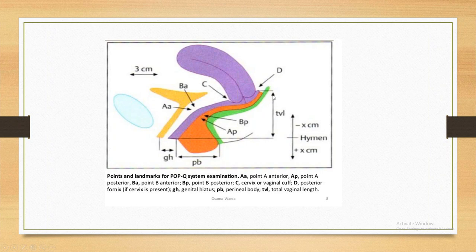TVL will be from the hymen to the point D when the uterus is present. When the uterus is not present, post hysterectomy, it will be from the hymen to the point C. Now genital hiatus is measured from the external urethral meatus to the midpoint of the posterior fourchette. And perineal body is the midpoint of the posterior fourchette to the midpoint of the external anal opening. So got it, all these 9 points?